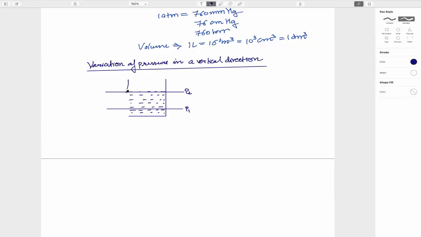So it is exposed to the atmosphere. So here the pressure is nothing but P naught. Here the pressure is P1, here the pressure is P naught. And let's say the height in between the 2 points is, let's say, H. Now we need to find what is P1 in terms of P naught.